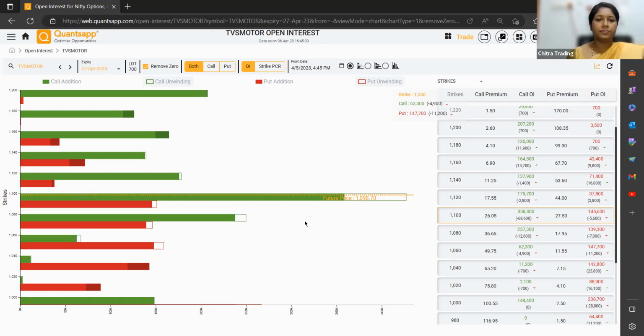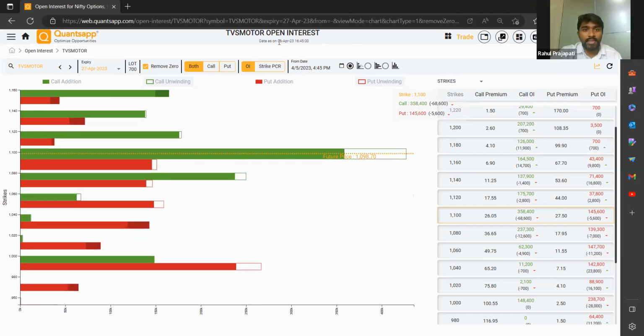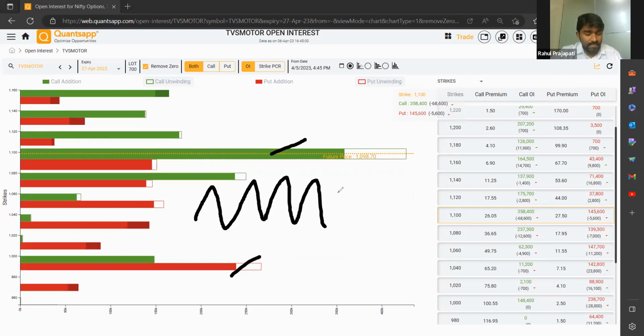Correct. Let's say the market is trading between these two lines, only like this, and they are writing this option on the lower side. So if the market keeps on moving in this area, this option will become zero, this option will also become zero. They will make money by writing these two options.